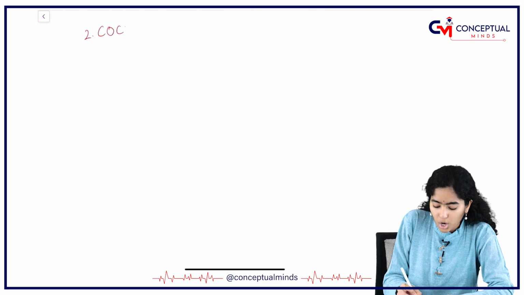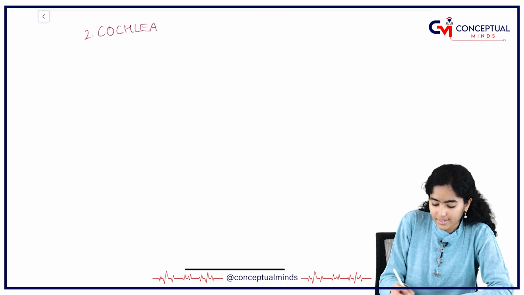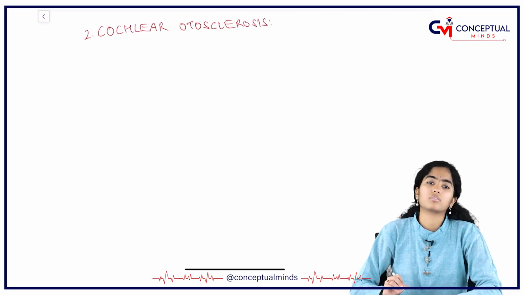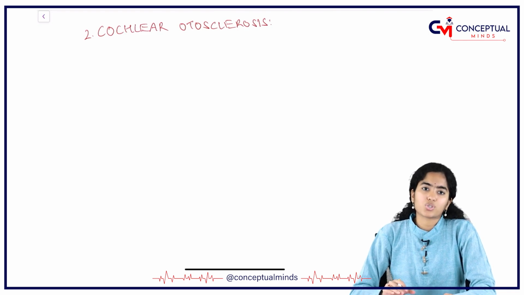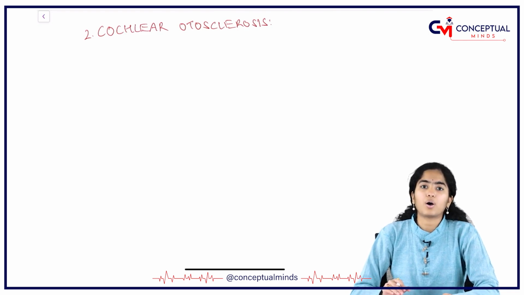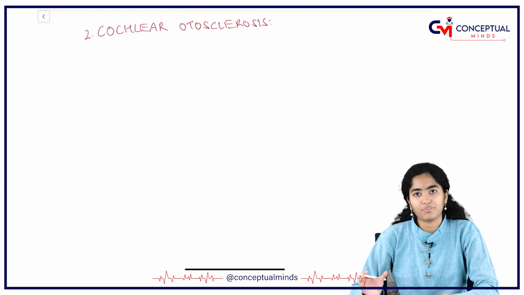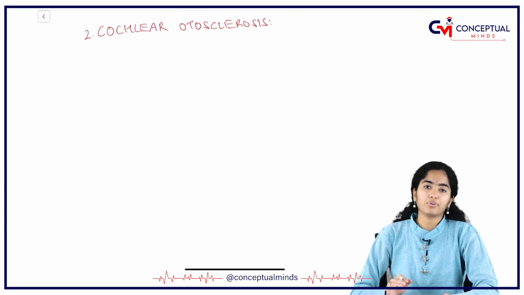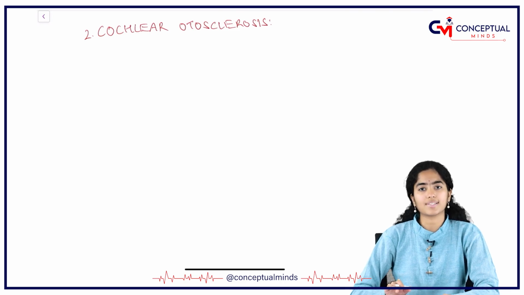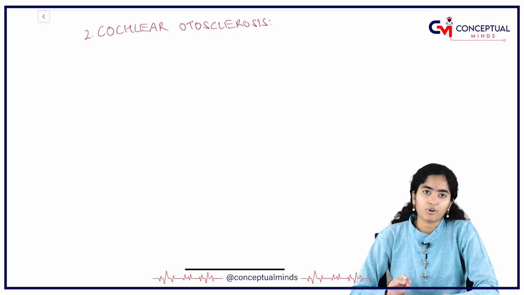Let us see cochlear type of otosclerosis. This type of otosclerosis involves the region of round window and areas of bony labyrinth and the petrous part of temporal bone. So the cochlear part is directly affected and not the stapes part. So what type of hearing loss does this result in? It causes sensory neural type of hearing loss, which is irreversible.